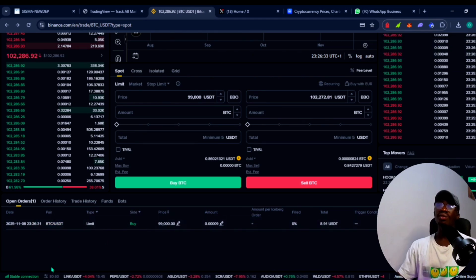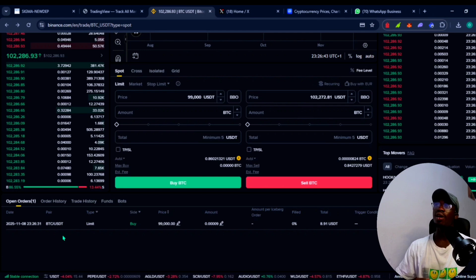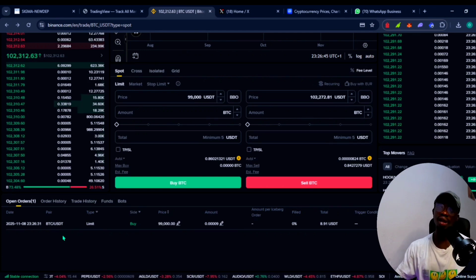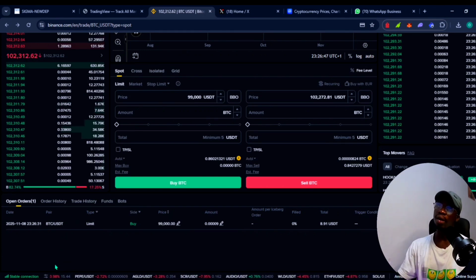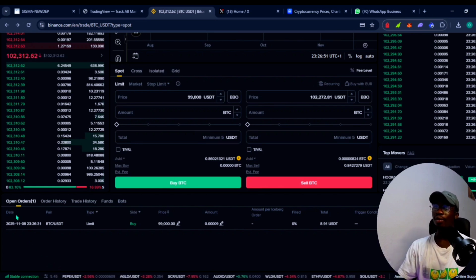Now, I want you to keep something at the back of your mind. That is to know that whenever you trade spot, you're actually trading your assets. You buy your real asset at a lower price and you sell it at a higher price, right? Put that at the back of your mind. I'm coming back to take it up again. And don't forget. So now you have your open orders.